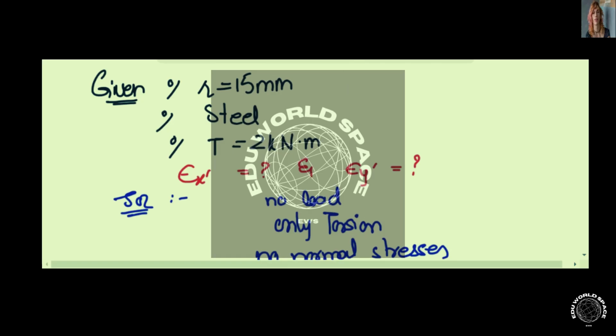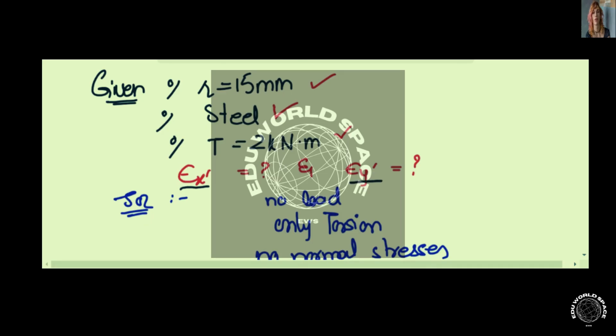So in this question, the radius is equal to 15 millimeter, right? And the material that is used over here is steel. The tension that is applied over here is of magnitude 2 kilonewton meter, right? And we are required to determine the strain along the x dash direction and the y dash direction, right?